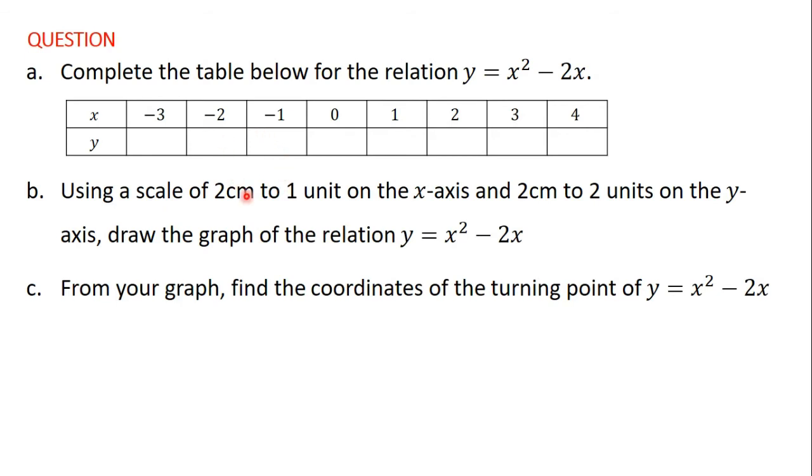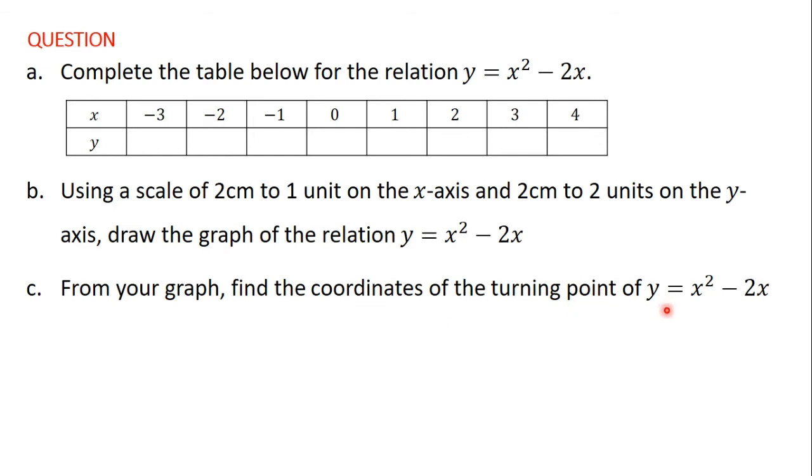Then we will use the points in the table to draw the graph of the relation y is equal to x squared minus 2x. After that, the last part of the question says that we should use the graph to find the coordinates of the turning point of y is equal to x squared minus 2x. We have already learned how to draw the graph of the relation y is equal to x squared minus 2x. So let's look at the last part.